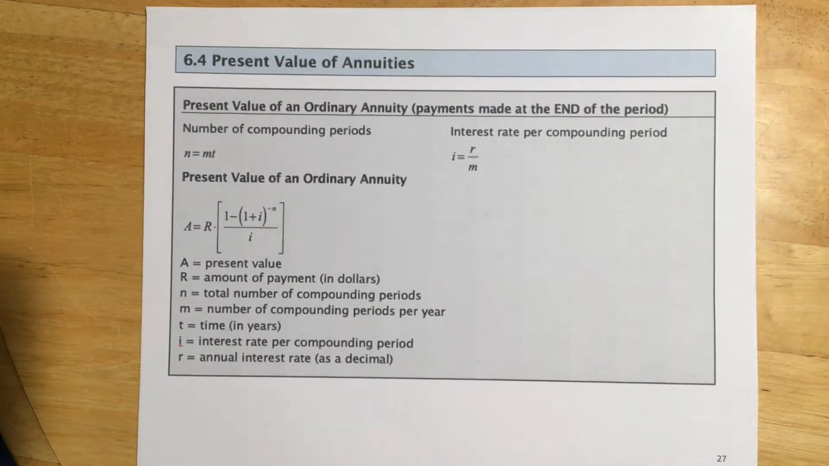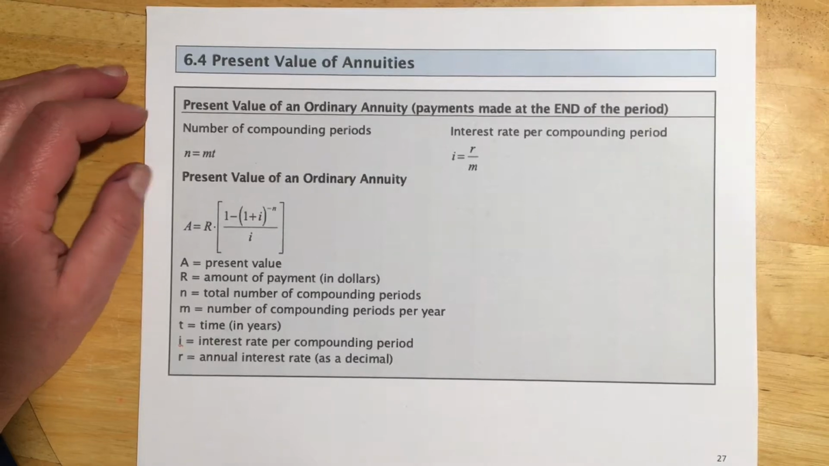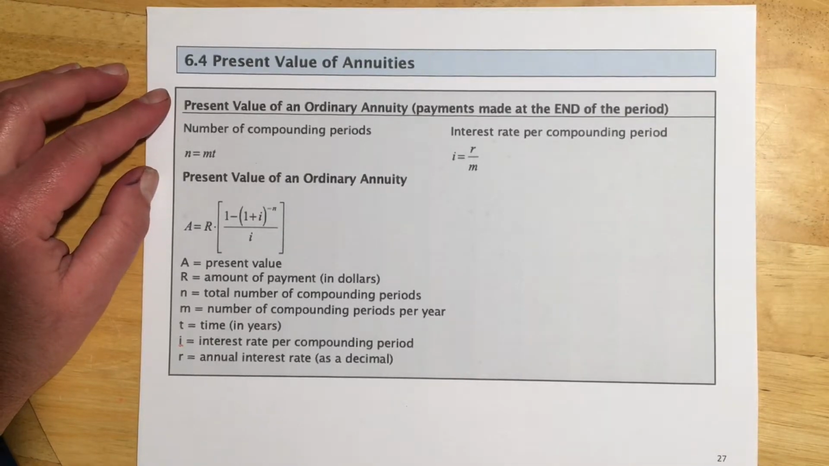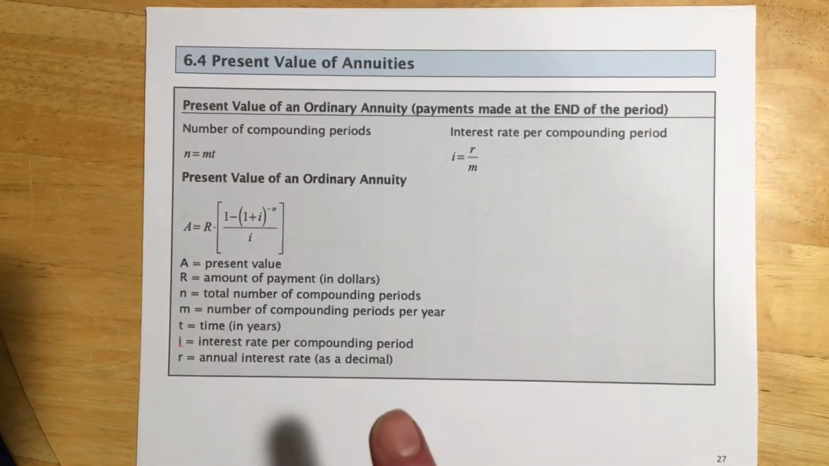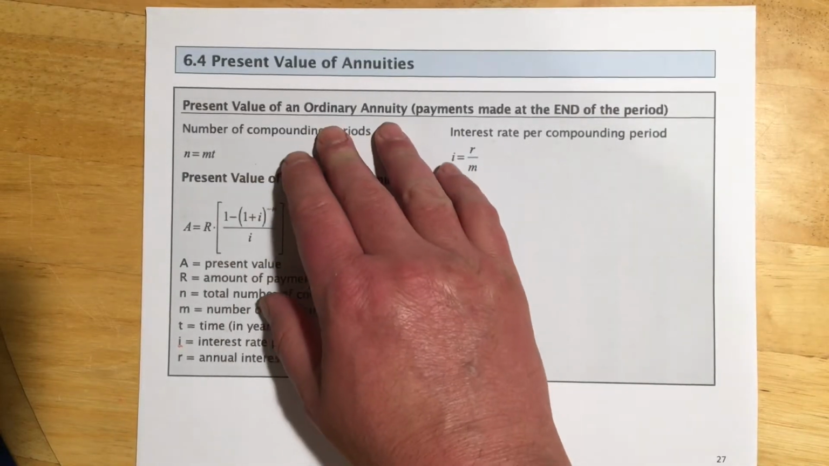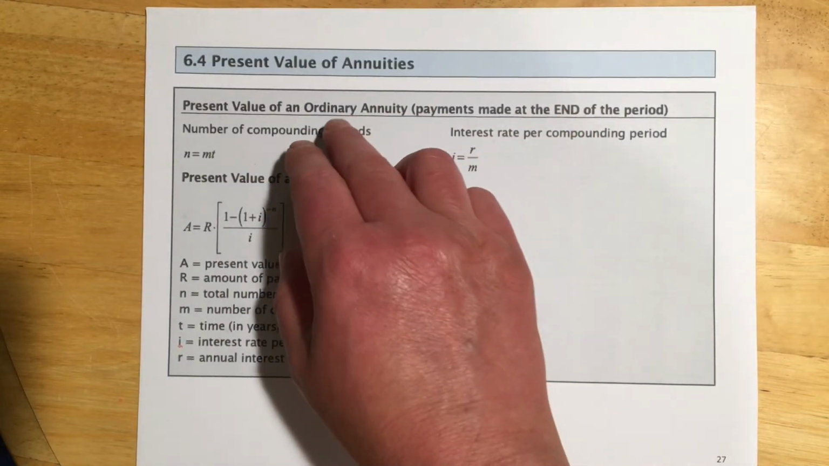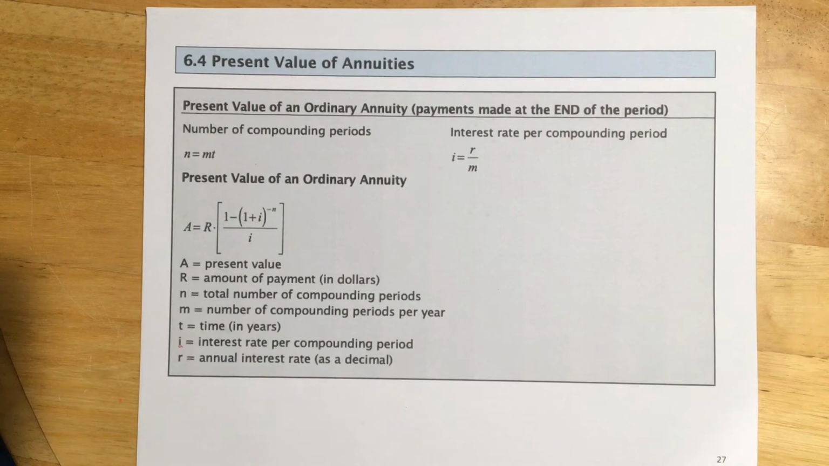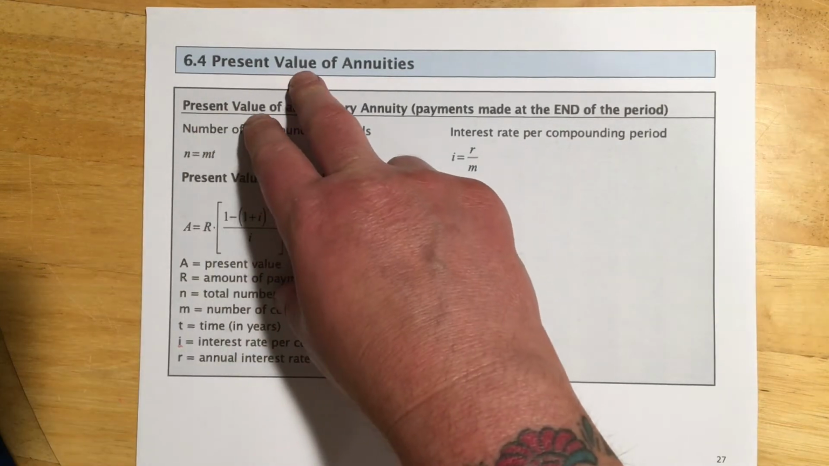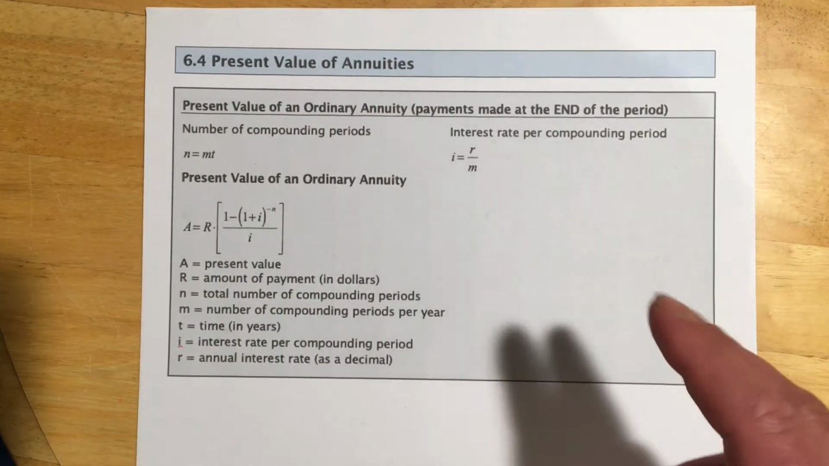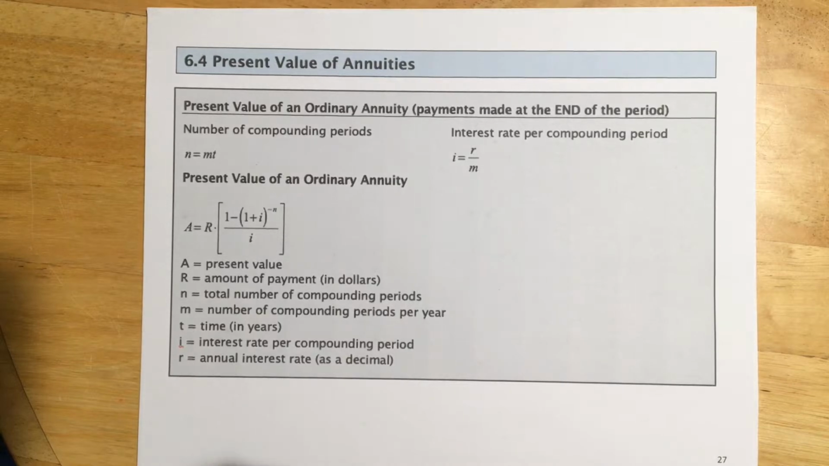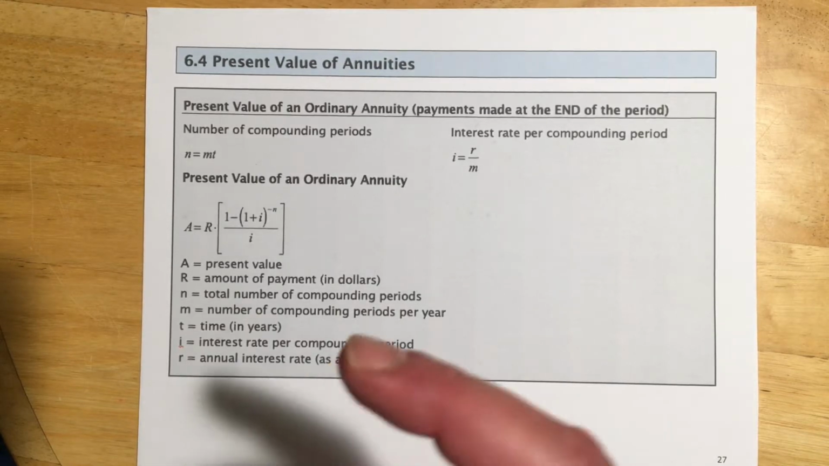Okay, this is Math 116, section 6.4, and this one's going to be present value of annuities. So we still have the same two kinds of annuities. We have the ordinary annuities with the payments at the end, and the annuities due with the payments at the beginning. But this time we're looking at present value instead of future value. And as I go through the examples, we'll hopefully get a little bit clearer as to the difference.